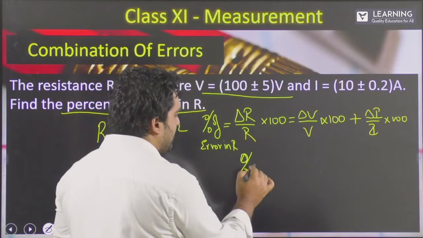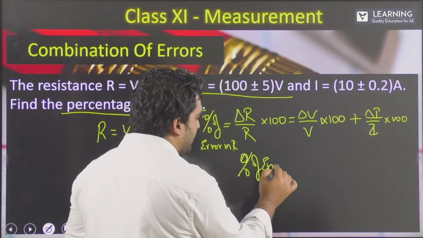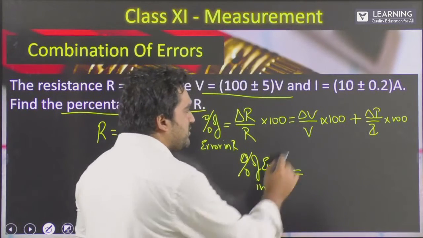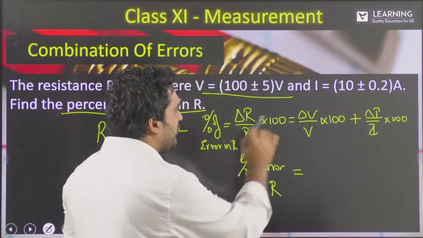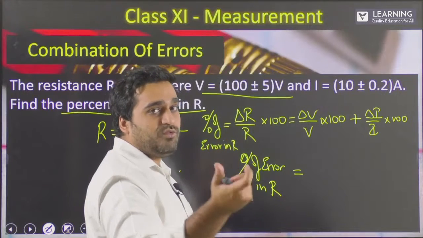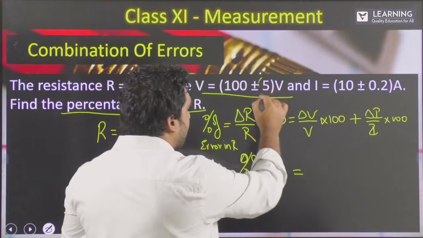So the percentage of error in R is equal to delta V by V. What is delta V? Delta V is the absolute error in the voltage. That is 5.